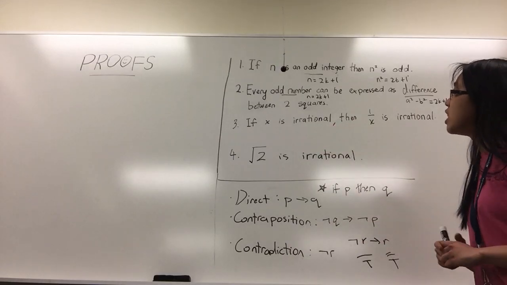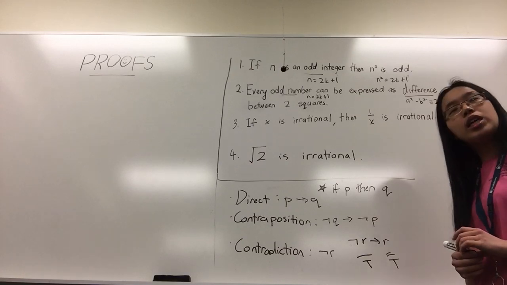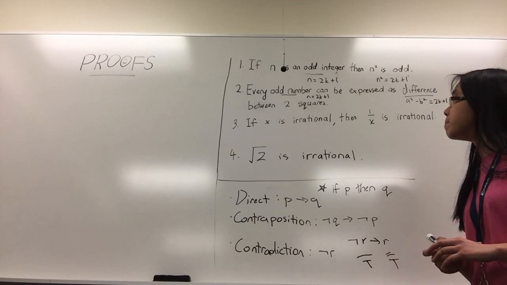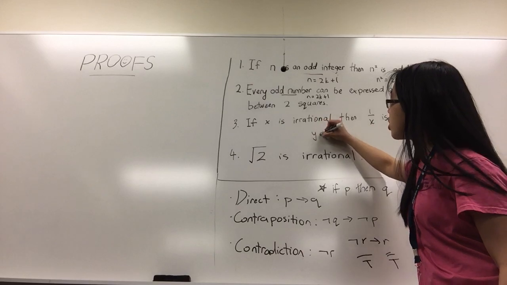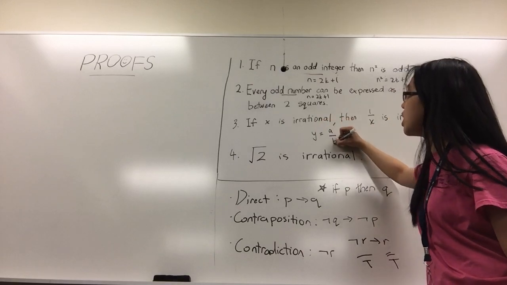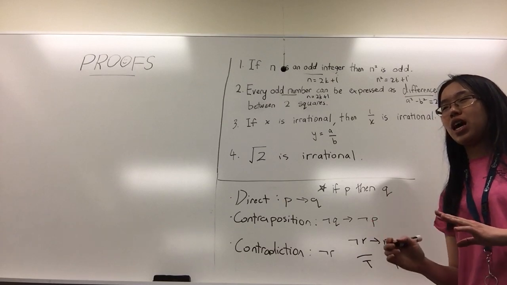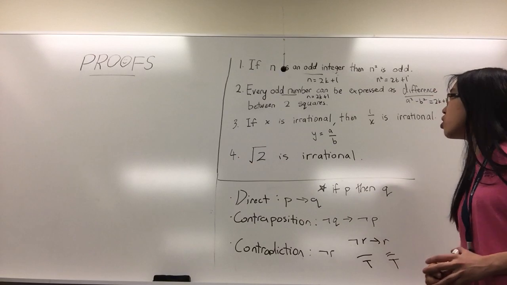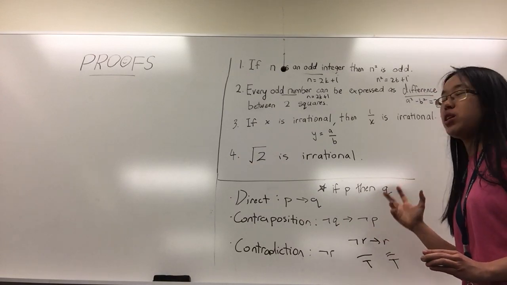And for number 3, if x is irrational, then 1 over x is irrational. What does it mean for a number to be irrational? We know what it means for a number to be rational: a number is rational if it can be expressed in the form a over b. It's really hard to think about something as what it is not. So maybe we want to see if we can convert it to the numbers being rational.